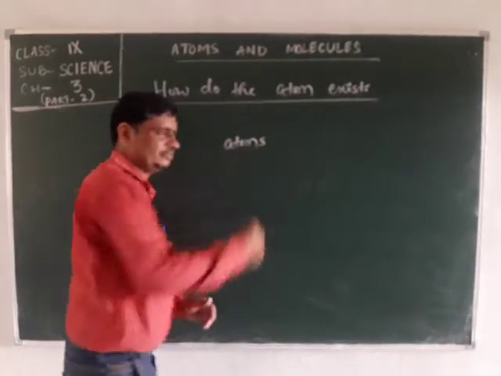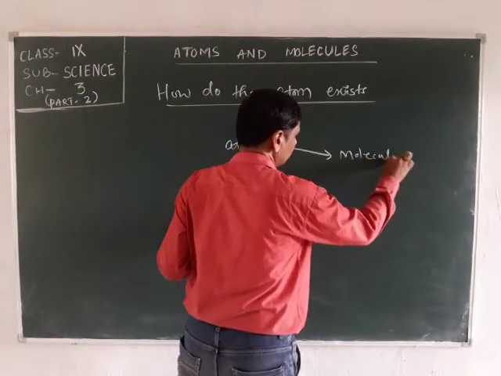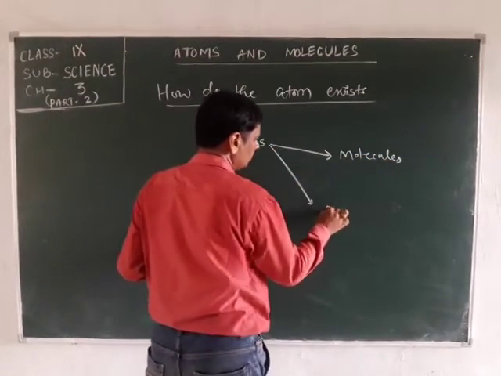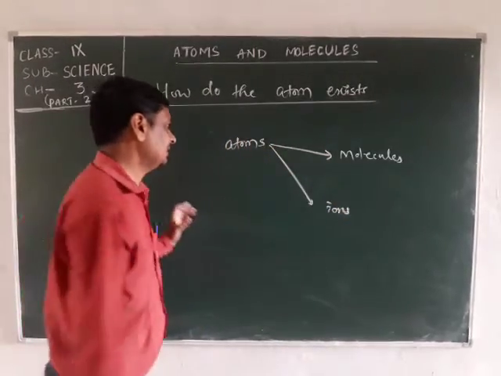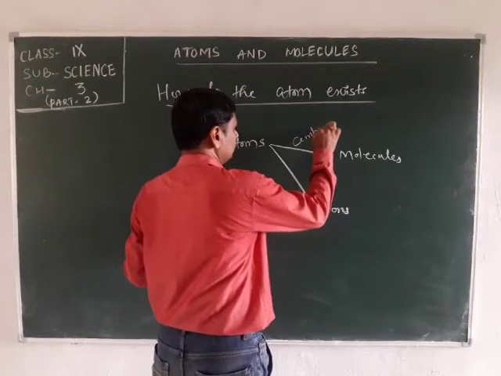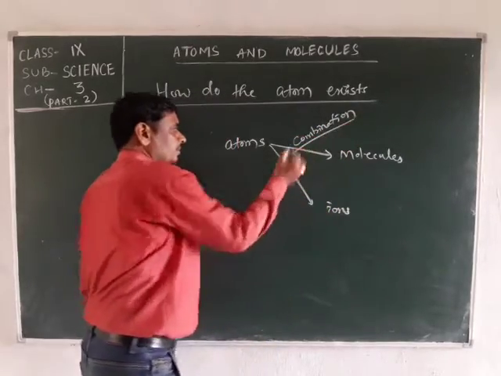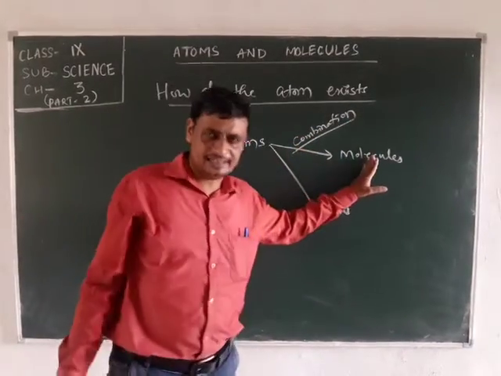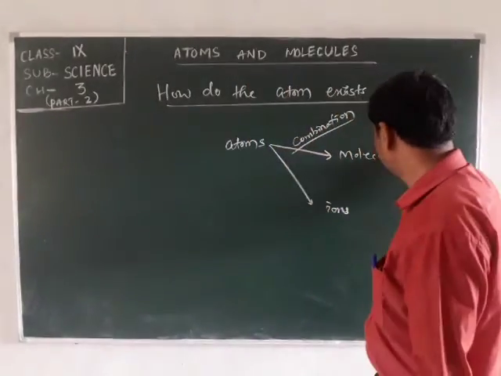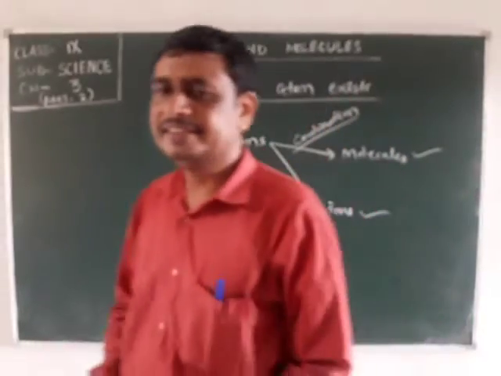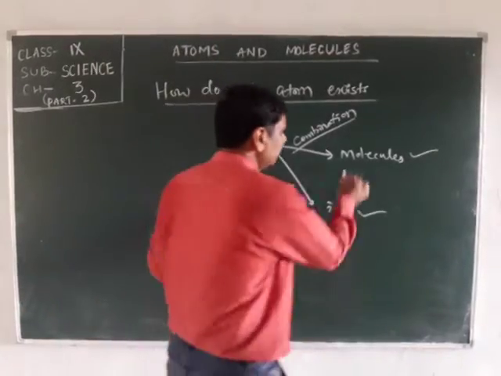From these atoms, they may form molecules or ions by aggregation, by combination of these atoms. Either we get molecules or ions. When they form molecules or ions, then they can exist freely. So first we have to know what a molecule is.